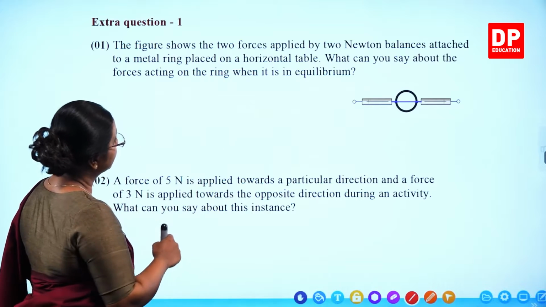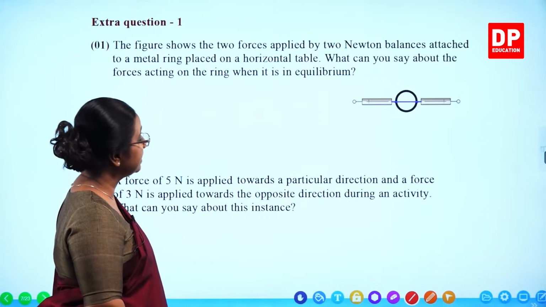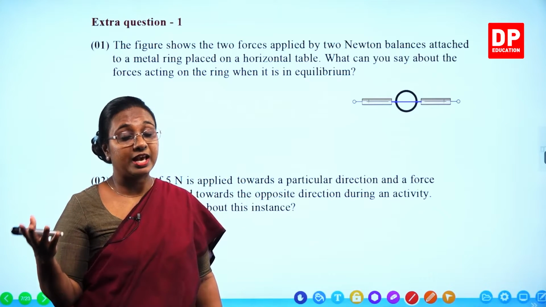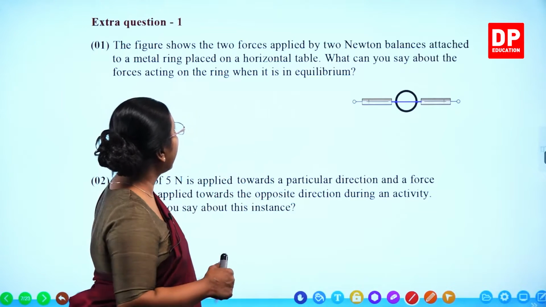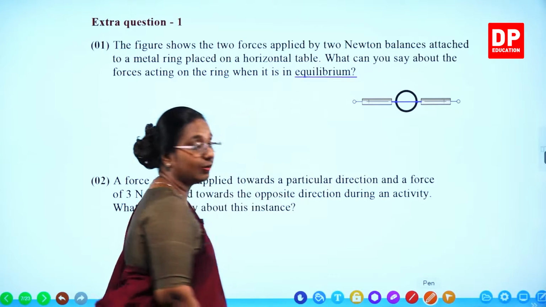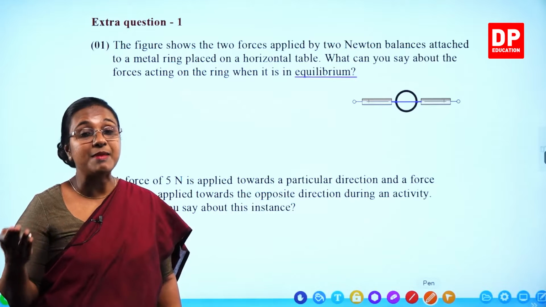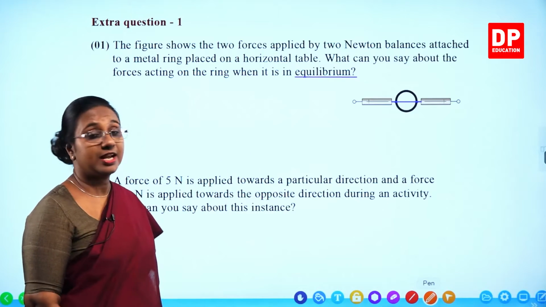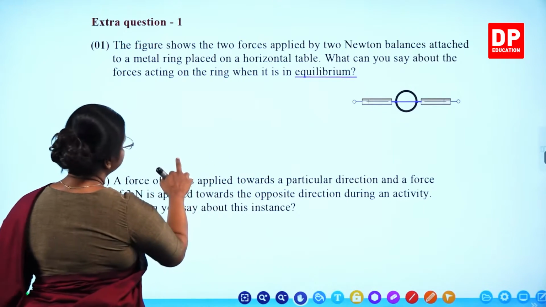So, let's look at the question. What can you say about the forces acting on the ring when it is in equilibrium? They have the same line of action, so they are collinear forces acting in the opposite direction, and the object is at equilibrium. When it is at equilibrium, they should have the same magnitude, so that the resultant force will be 0 and the object will be at equilibrium. That is what you have to write here.